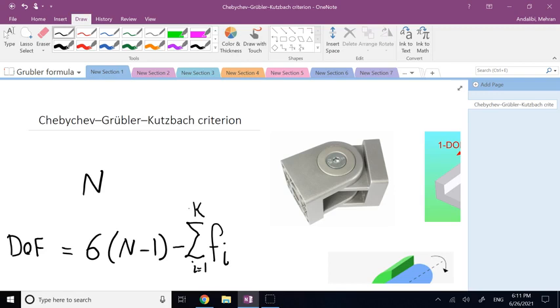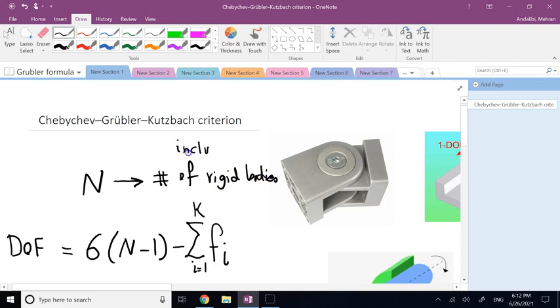So this n again is the number of rigid bodies, but it's not a big deal. The thing is, now what is the, let me write it down. So this is the number of rigid bodies, including ground.